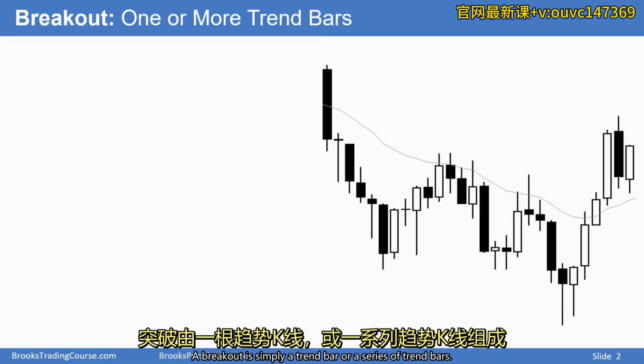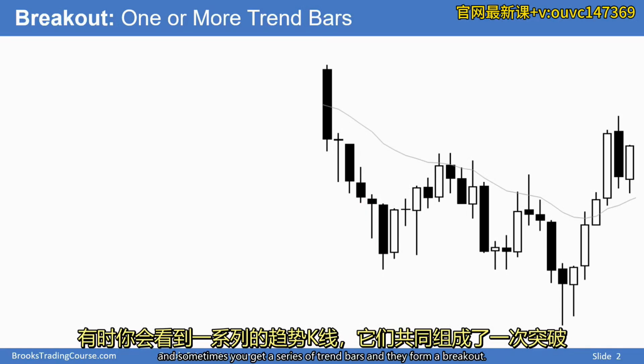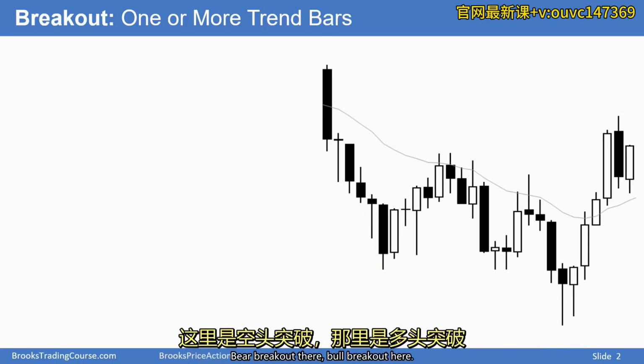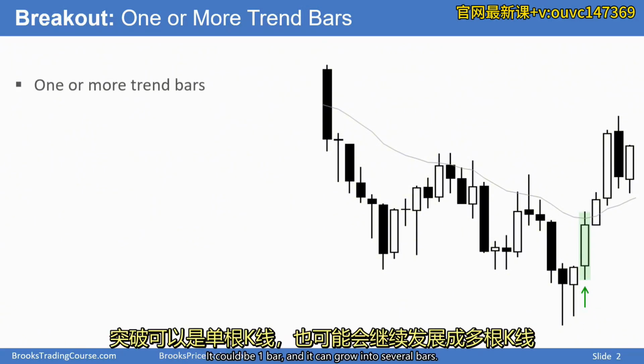A breakout is simply a trend bar or a series of trend bars. So every trend bar that you see on the chart is a breakout, and sometimes you get a series of trend bars and they form a breakout. Bear breakout there, bull breakout here. It can be one bar and it can grow into several bars.